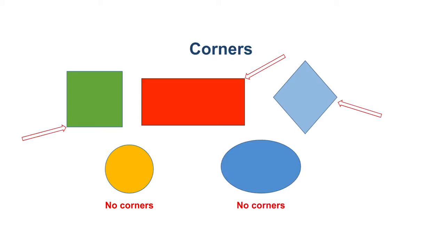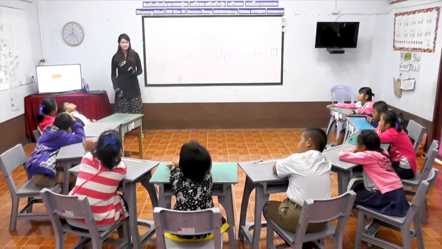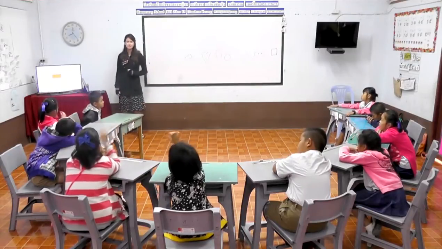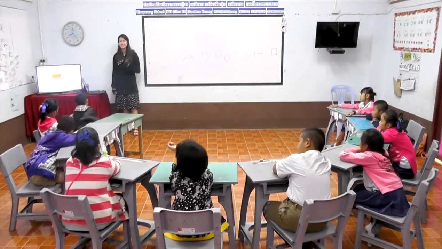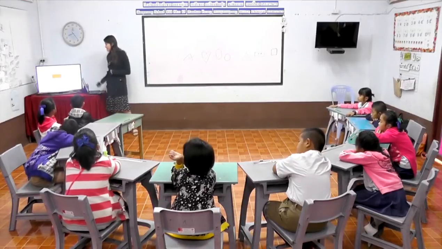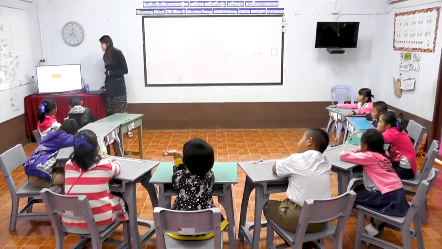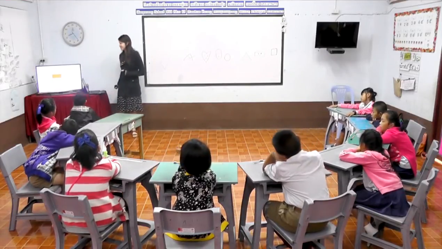Let's practice that word. Corners. It's like the word corn. Corners. Corners. Good, friends. Very nice. So our circle has no corners. Our oval has no corners. Great job.